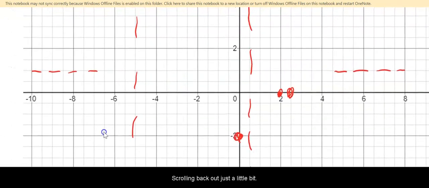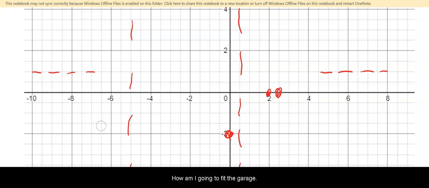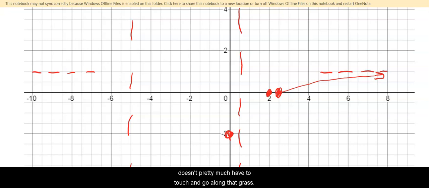Scrolling back out just a little bit, how am I going to fit the graph? It is clear that it has to get close to this horizontal line. It has to touch here at 2.5, touch again at 2, and then get close to this vertical line. Let's take a test point between, say, well, do we even need a test point? What has to happen between 2.5 out to here? Doesn't it pretty much have to touch and go along that graph? Now, there could be something happening between 2 and 2.5.